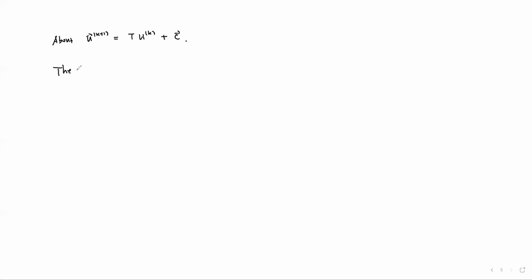Let me put the results into a theorem. Theorem A: let this be a natural matrix norm. What does it mean? Let A be a matrix. There are many ways to define a norm for a matrix, but one defined in this way is called a natural matrix norm.